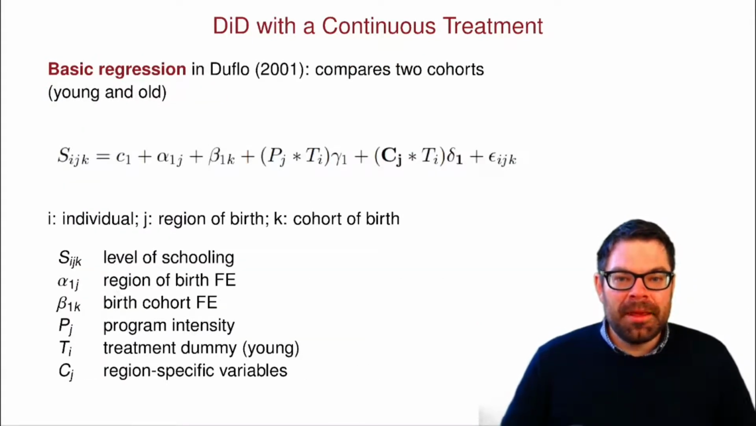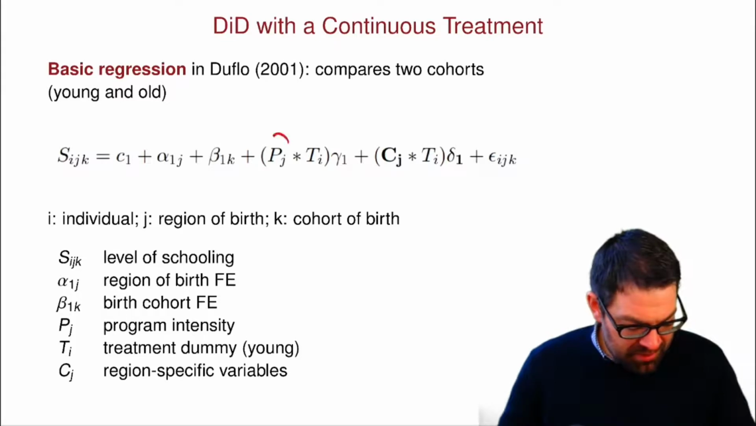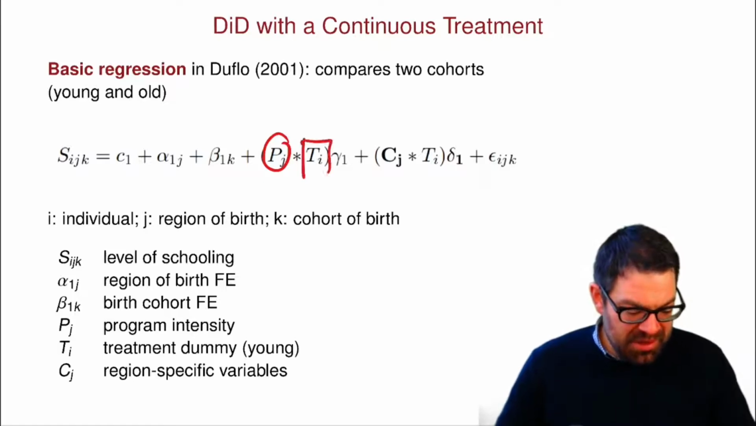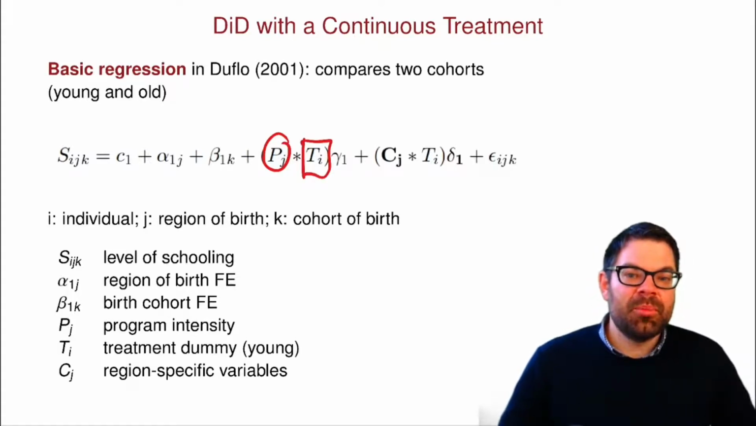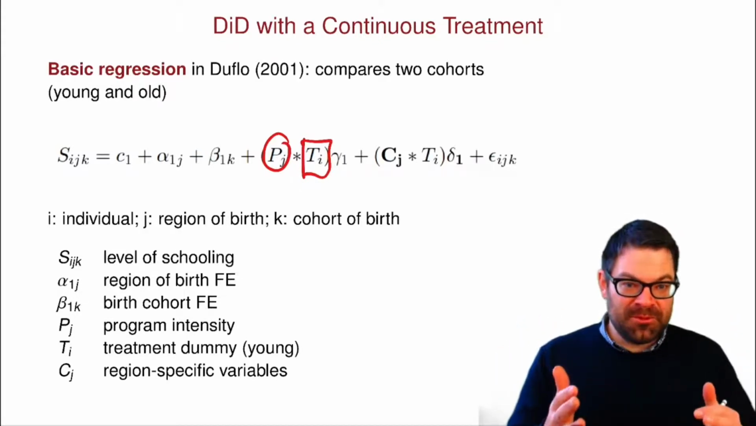So here is the very basic model where she looks at the level of schooling and then has a variable that is continuous for the program intensity, and then just a dummy for whether a person was of the right age, as in they were young enough to benefit from that.